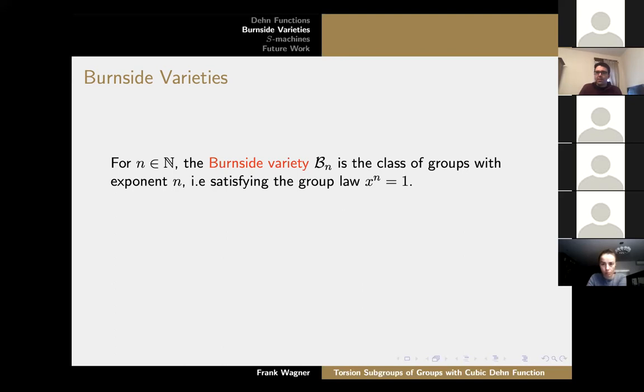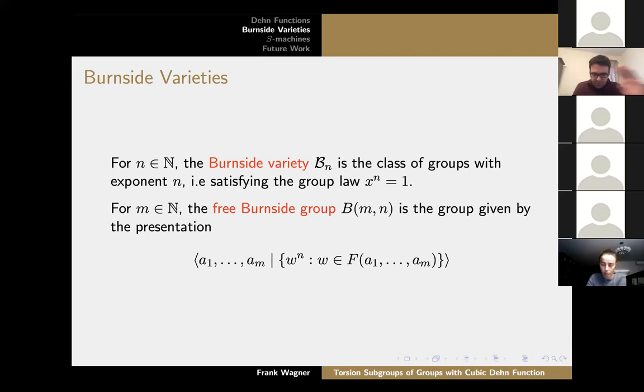As with any variety, these varieties have free objects. I'm going to view these free objects and, just for simplicity, say they're finitely generated. So the free Burnside group B(m,n) is the group with this presentation: m generators and every word raised to the n is one.